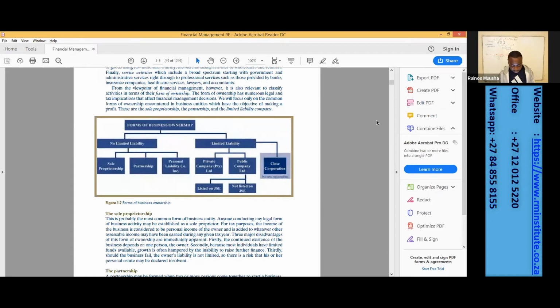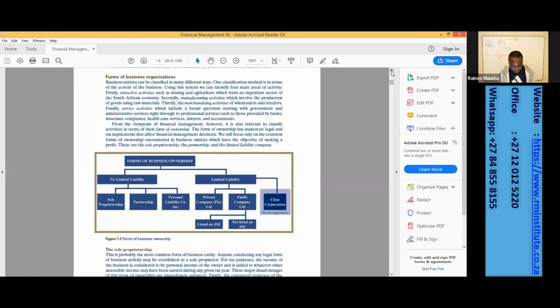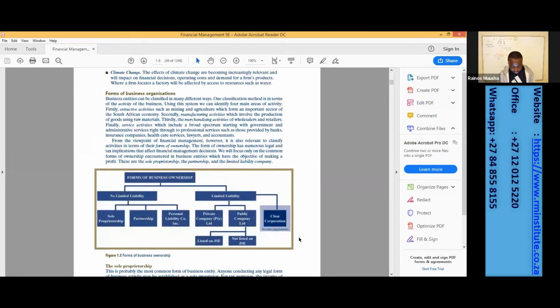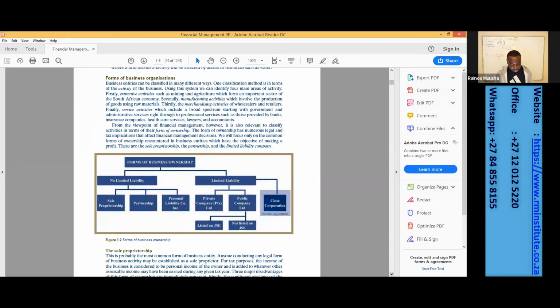So when it comes to the forms of business organizations, there are different forms, where the main broad categories would be a sole proprietorship, a partnership, a company, and a CC. Then there are also different categories that fall in between, but those are the main categories there.